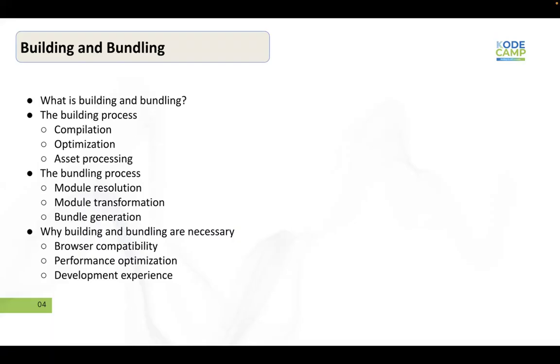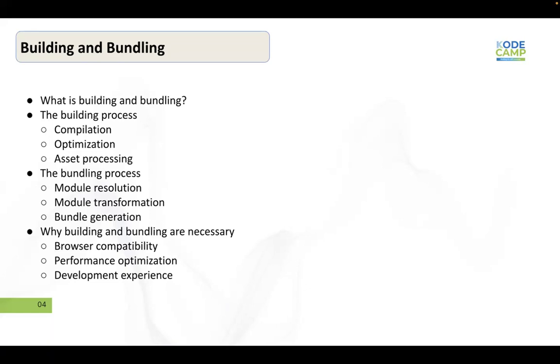Now the third item under the bundling process, we have bundle generation. So after doing all of these things, under bundle generation, the first thing is chunk creation. It splits code into logical chunks. The second thing is code splitting. It separates vendor code from application code.